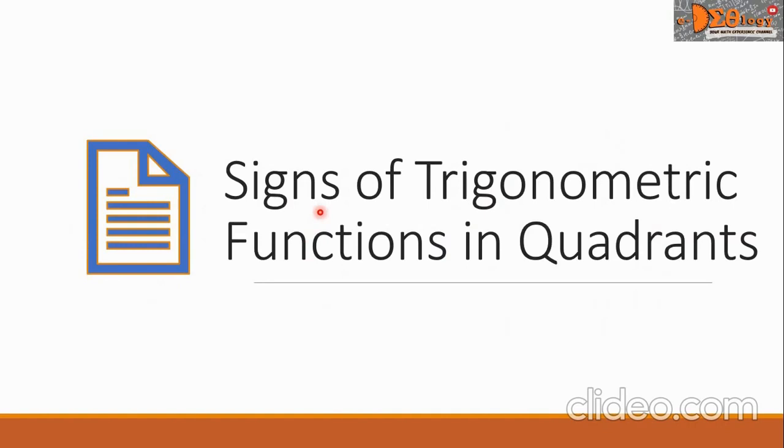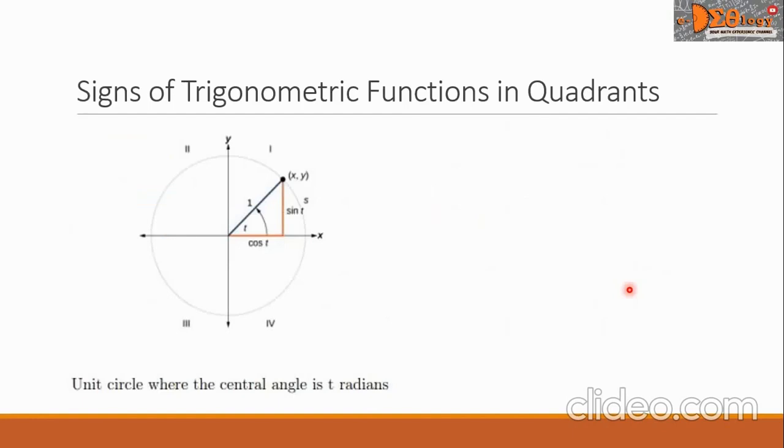Let's go now to the signs of trigonometric functions in quadrants. First, let us have a short review. This is our x-axis. This is our y-axis. The two lines divide the plane into 4 quadrants. This portion is the first quadrant. To the left is the second quadrant. Down here is the third quadrant. And on the right of the third is the fourth quadrant.